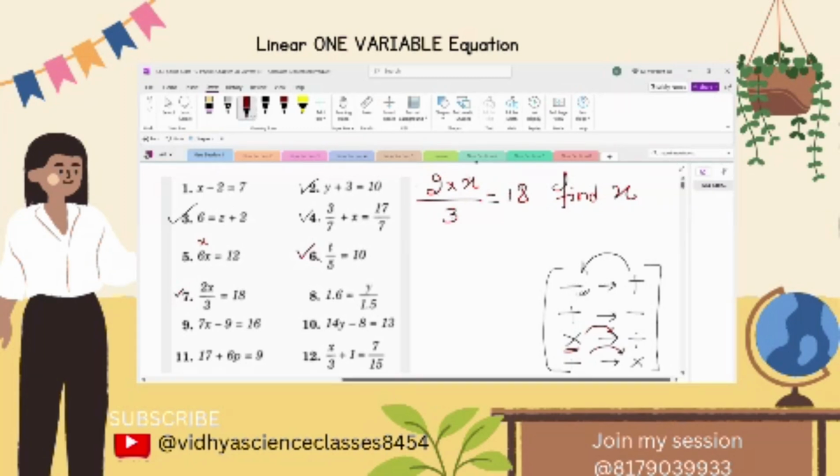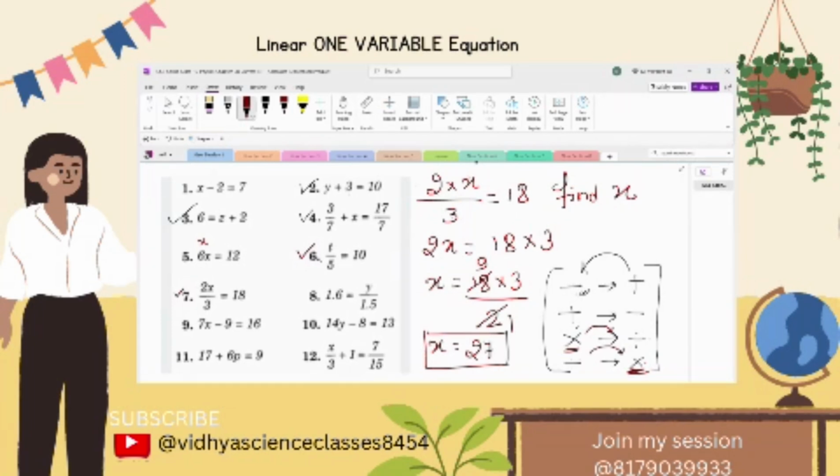If division, it will go to the other side and become multiplication. So it will become 2x is equal to 18 multiplied by 3. Okay? Now, 2 times x. The opposite of multiplication is division. So x is equal to 18 multiplied by 3 divided by 2. So 2 times 1, 2 nines are 18. x is equal to 9 times 3, how much? 27. The correct answer is x equals 27.